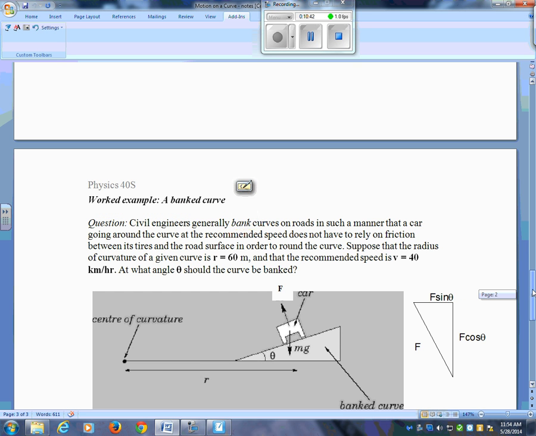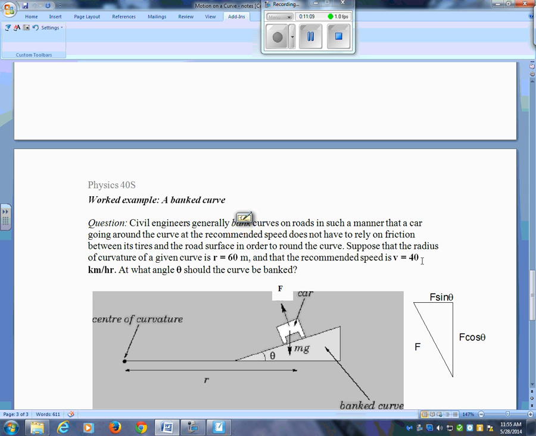Civil engineers generally bank curves on roads in such a manner that a car going around the curve at the recommended speed does not have to rely on friction between its tires and the road surface in order to round the curve. In fact, if you look at race tracks, they always bank the corners so that they can go faster. Suppose that the radius of curvature of a given curve is 60 meters and the recommended speed is 40 kilometers an hour. At what angle should the curve be banked?